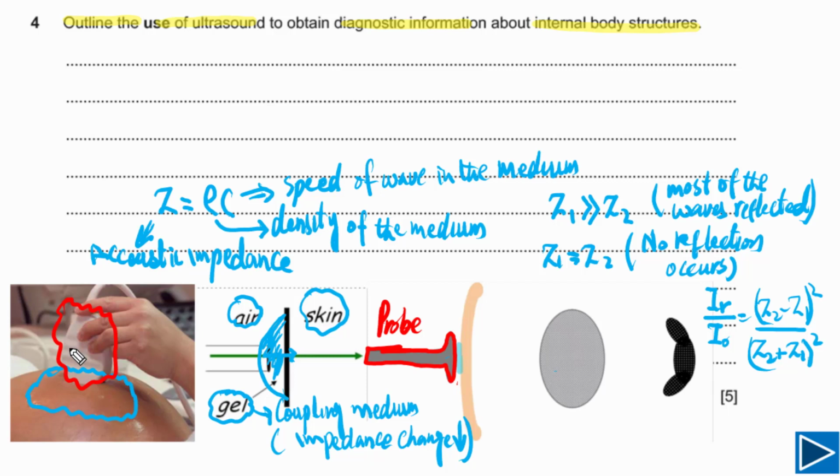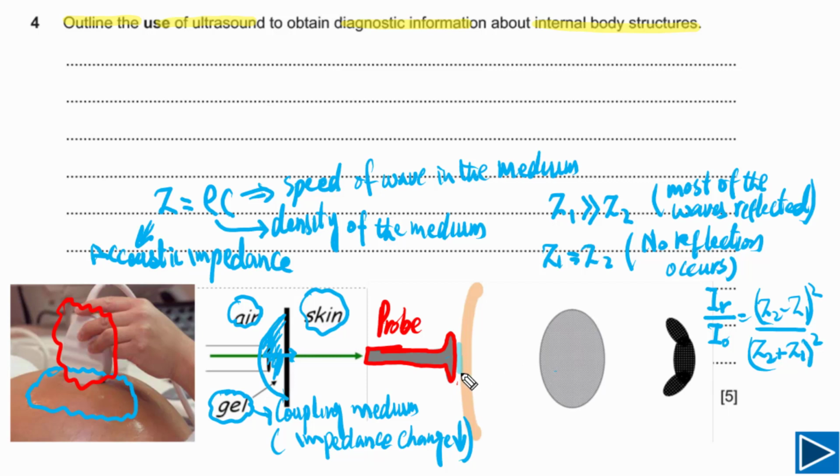In the exam, sometimes they can ask you why ultrasound waves are emitted in pulses. Because the probe is acting as a transmitter and it is also acting as a receiver or detector. That's the reason ultrasound waves are emitted in pulses.